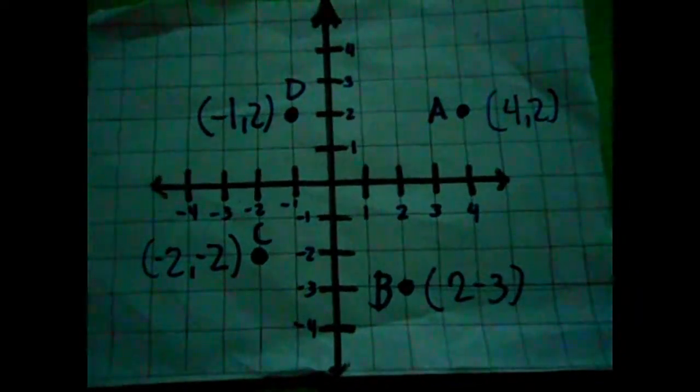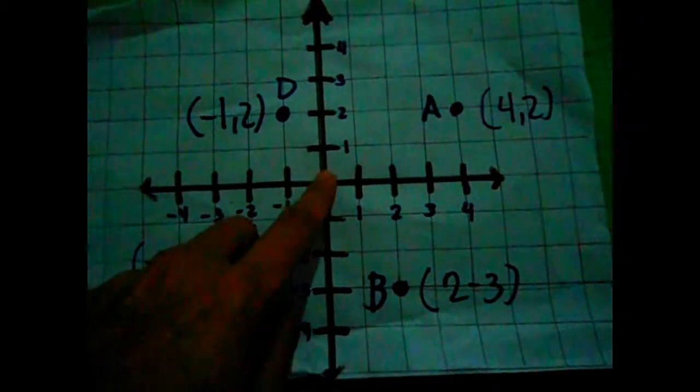I will start at the origin. This is the origin, and then count over 2 units on the horizontal x-axis: 1, 2. Then I'll count down 3 units parallel to the y-axis: 1, 2, 3, and we will make a dot. It will serve as point B.